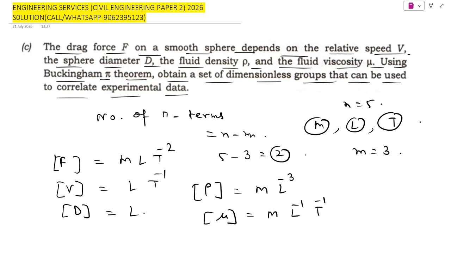Now, the repeating variables should satisfy three conditions. First, they must include all the fundamental dimensions. Second, they should not themselves form a dimensionless group. And third, they should not include the dependent variable. And a convenient choice is rho, V, and D. Why? Because together they contain M, L, and T, making them the ideal repeating variables.